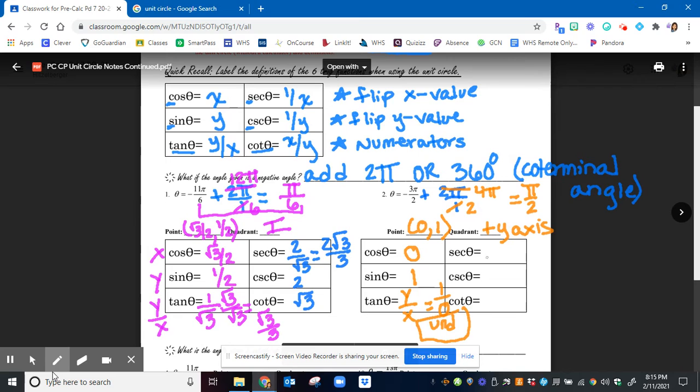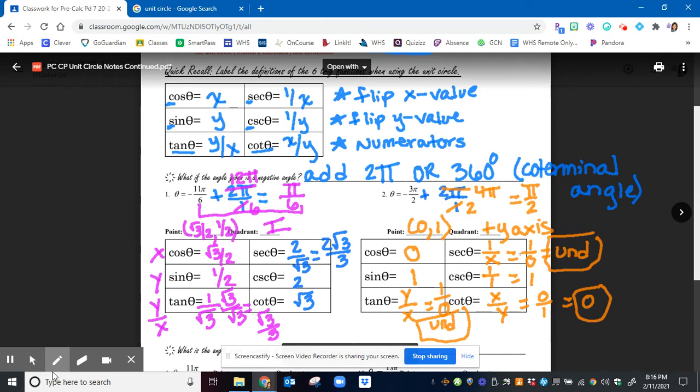Okay, and then I'm going to come over here to secant. Now, to me, it's easier to do the definition 1 over x for this because I can clearly see that 0 is hiding, which is undefined. Okay, then I go to cosecant. Cosecant is 1 over y, or 1 over 1, and that's 1. And then cotangent is x over y, which is 0 over 1, and 0 divided by anything is just 0. Okay, so there you have it. Just a little extra practice of what we just did.